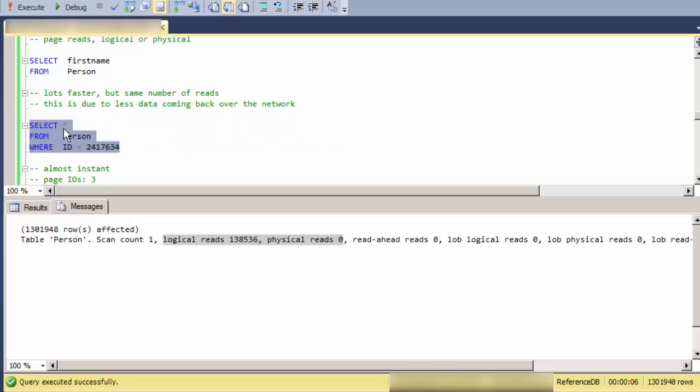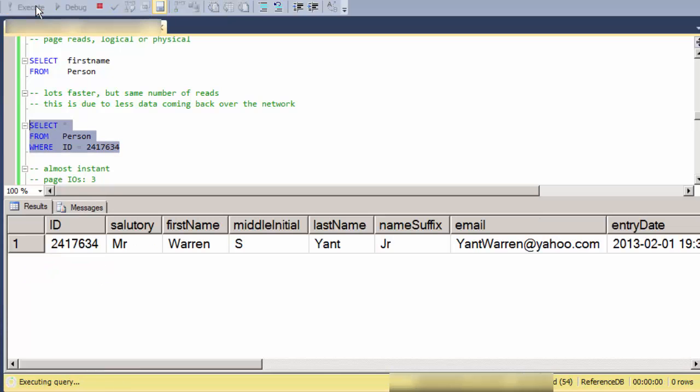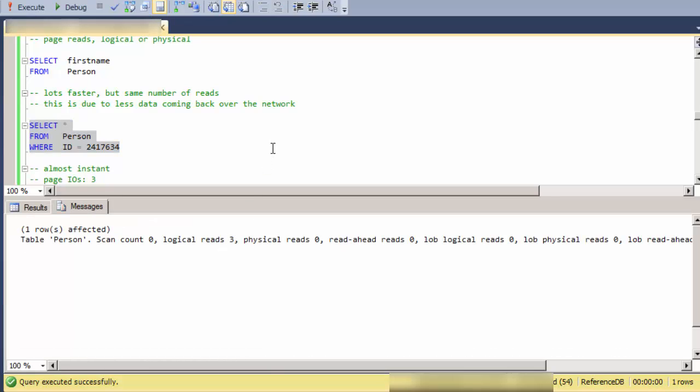So let's say I do something like this, where I get the entire record, but I limit it to only a single record, and I limit it by the ID. So in this case, it came back almost instantly, 0 seconds here. And when I look at the messages, I get 3 logical reads.